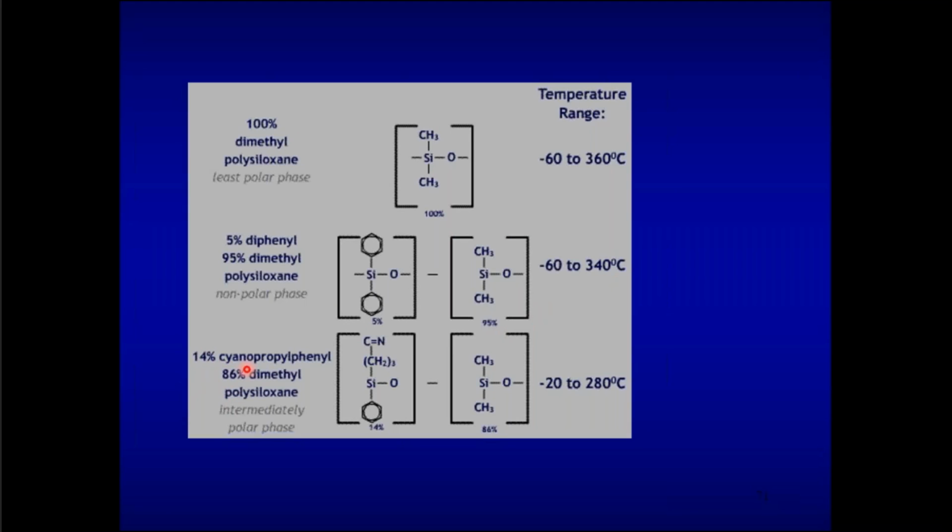And if you mix it with 14% cyanopropyl phenyl, you get an intermediately polar phase. This is cyanopropyl phenyl mixed with the same dimethyl polysiloxane, 86%. You get a totally different range. See the range here? You can use this from 20 to 280 degrees centigrade. You cannot exceed 280 degrees centigrade. So it varies with what you mix. You can have more than one liquid mixed together and then use it as a stationary phase.